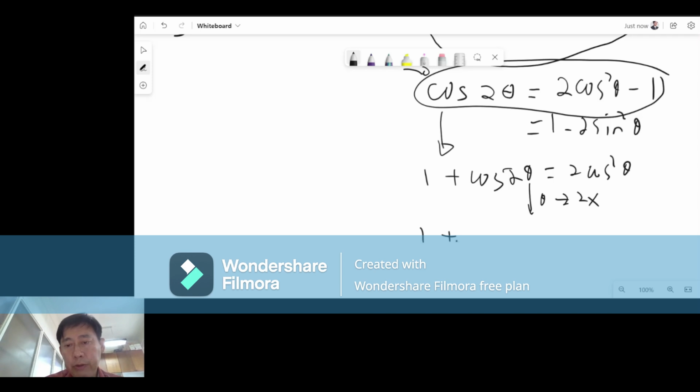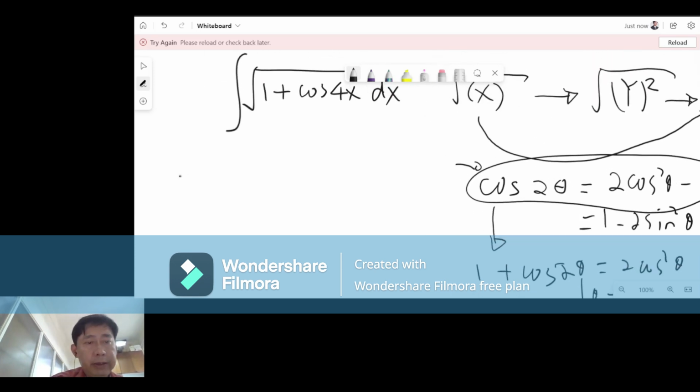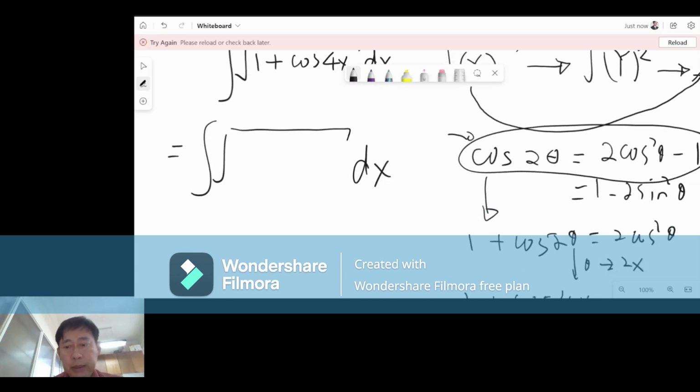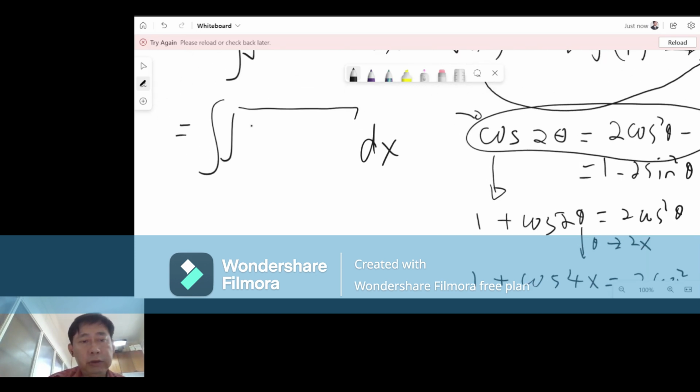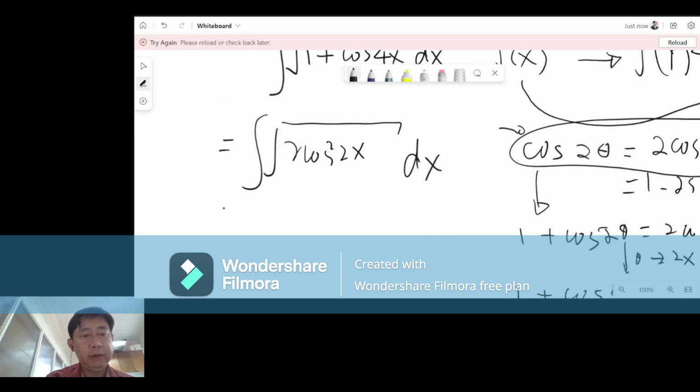So you rewrite the whole equation. You have 2 times 2x, which becomes 4x. Then the right hand side will become 2 cos square 2x. So that would be able to rewrite the expression of this integrand, 1 plus cos 4x, as 2 cos square 2x. So that is the application of the identity of the trigonometric function. The integration is now cast into the form that involves only cos 2x.